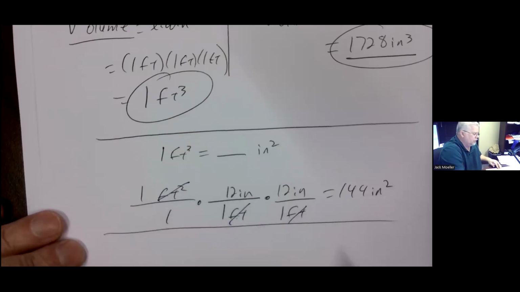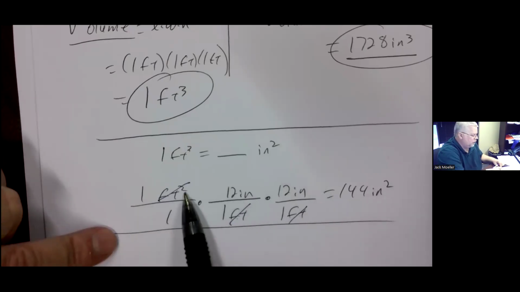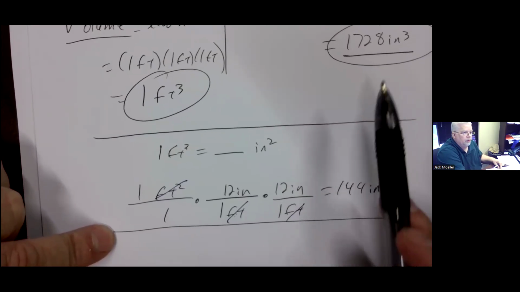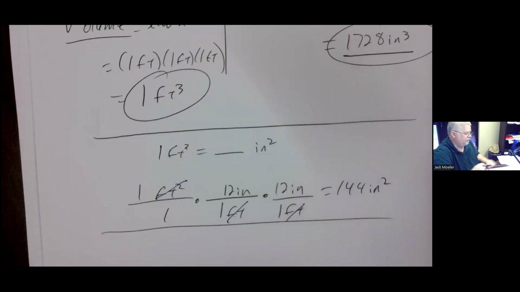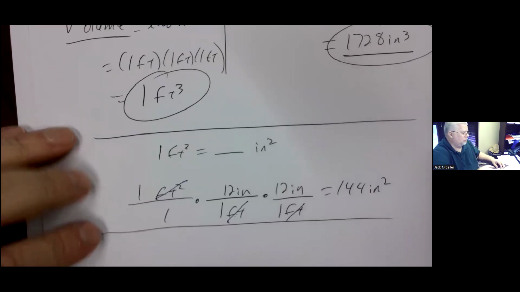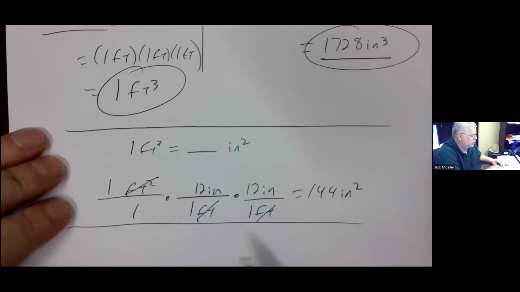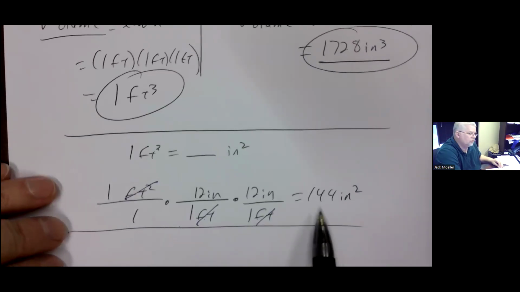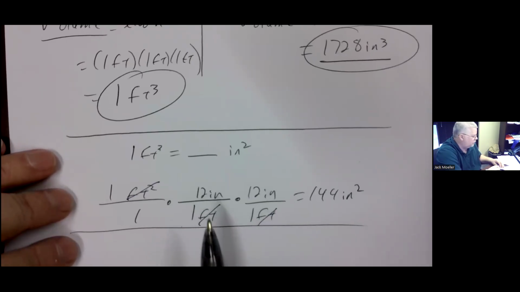If you wanted to do this for volume, so this would be cubed. And so then we'd have to have a third fraction with 12 inches over 1. And that's where we would get the 1728. Okay. All right, so that's, if you were making these conversions from scratch, this is sort of what you have to do.